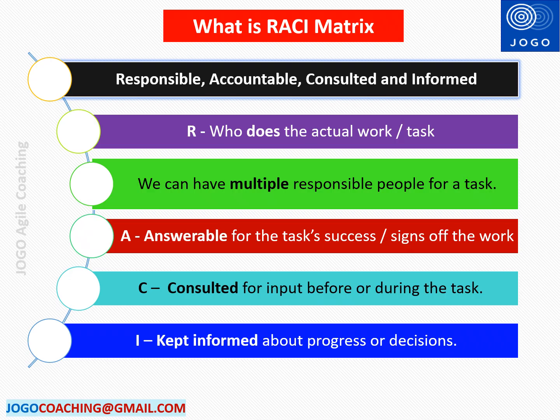Accountable provides the clarity on who is ultimately answerable for the task success and signs off the work. There should be only one accountable person per task. Consulted provides the clarity on who needs to be consulted for input before and during the task. Usually, subject matter experts or key stakeholders can be consulted for the task. Informed provides the clarity on who needs to be kept informed about the progress or the decision. Hope this is clear to you.